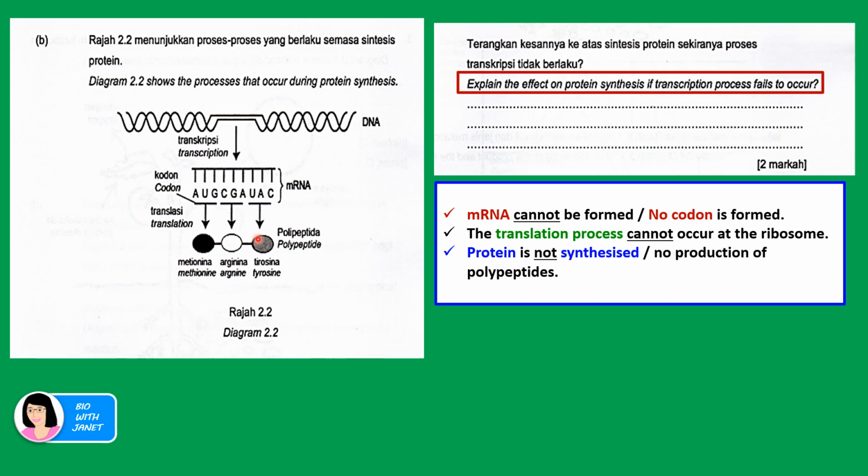The ribosome doesn't know what the code is. There's no mRNA, there's no code. So protein is not synthesized and there's no production of polypeptides. Any 2 points will be 2 marks. So good question. Please take note of this question.